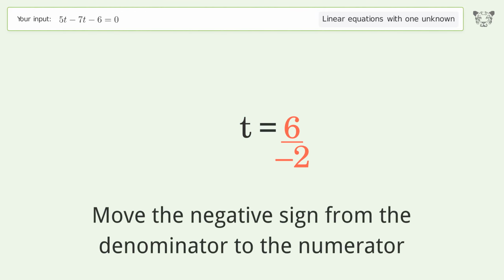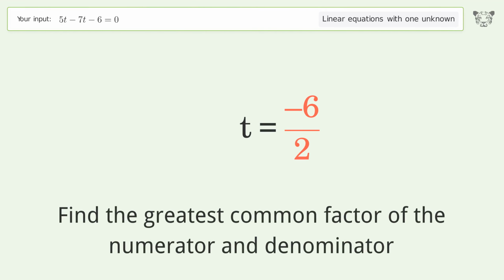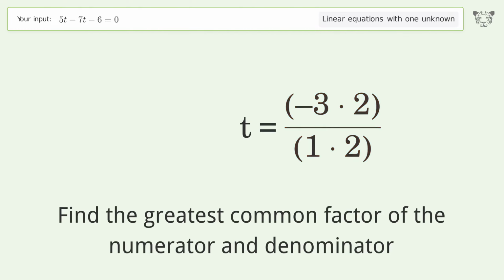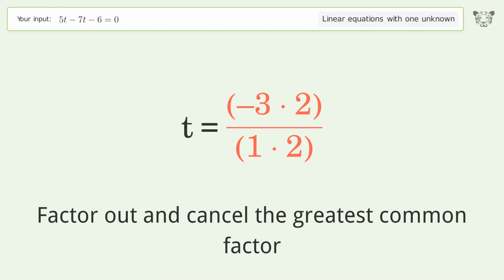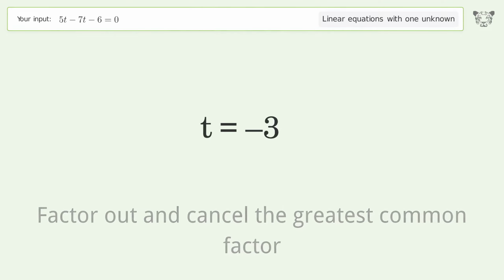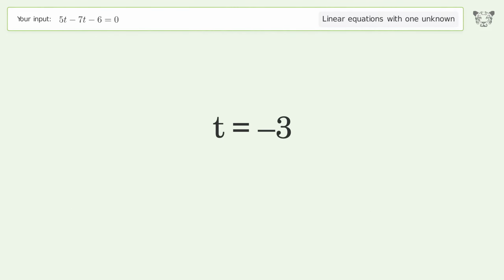Move the negative sign from the denominator to the numerator. Find the greatest common factor of the numerator and denominator. Factor out and cancel the greatest common factor. And so the final result is t equals -3.